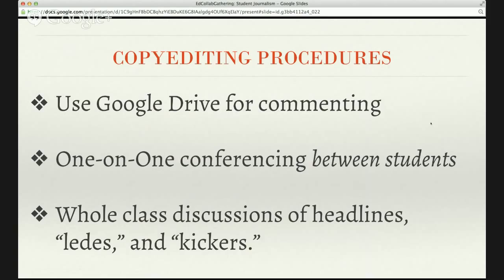There are a few more things I really want to talk to you about that are really helpful once you have this going. And the first thing is copy editing procedures. So once students write articles, it doesn't mean that they should just be published online immediately. And it's really difficult work for you as the teacher to get all of these articles and edit them for publication.